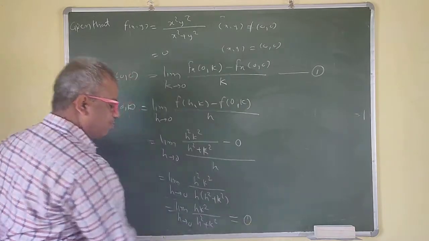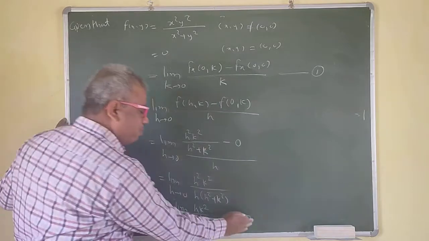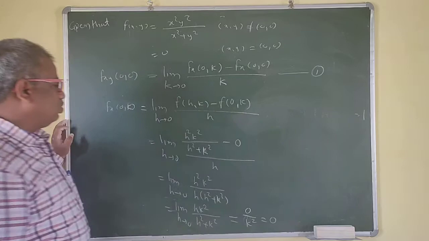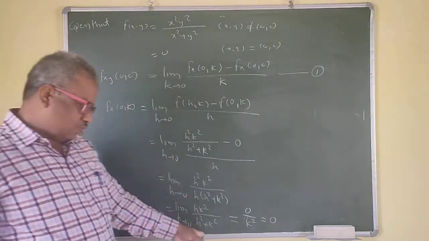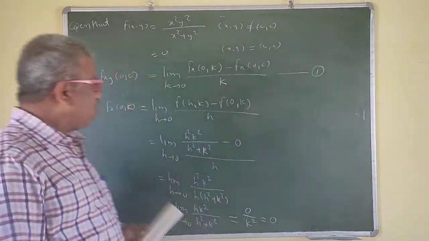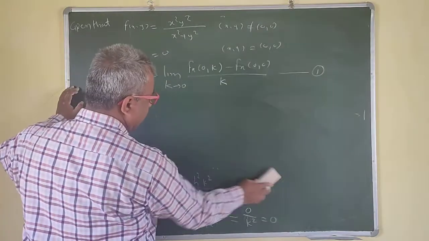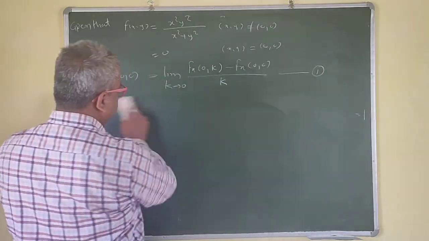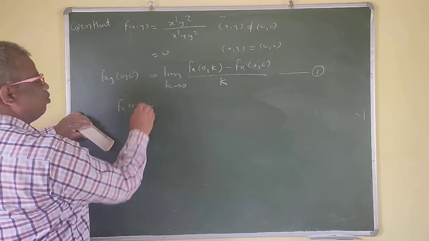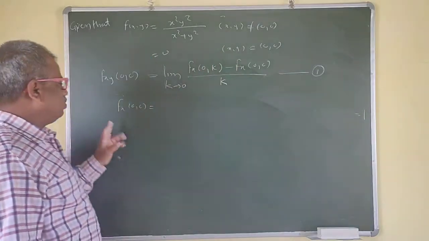Because if you put h equal to 0, the numerator is 0, so you write 0 upon k². Now k tends to 0 but k is not equal to 0, which means 0 upon k² is 0. So this value is 0. Now we'll find fx(0,0).